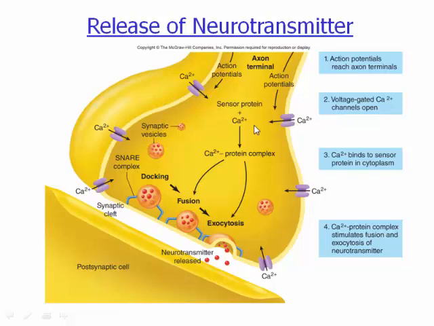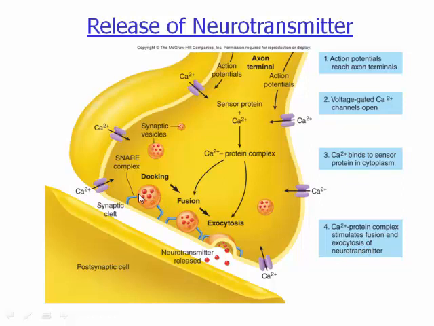And calcium comes in. So that reminds you, if it comes in, where is calcium the highest? On the outside or the inside? Highest on the outside. So it comes rushing in. It binds to a sensor protein in the cytoplasm. I'll tell you the name of that protein on the next slide. And then the synaptic vesicles are here at the end. And the calcium protein complex stimulates the fusion and exocytosis, we know this, right, of the neurotransmitters.